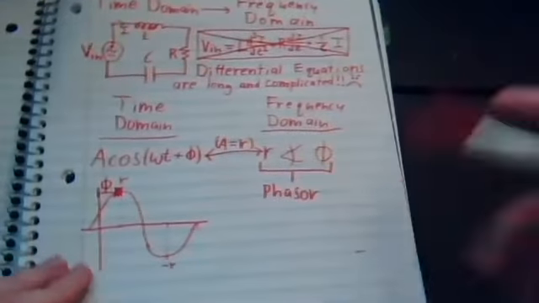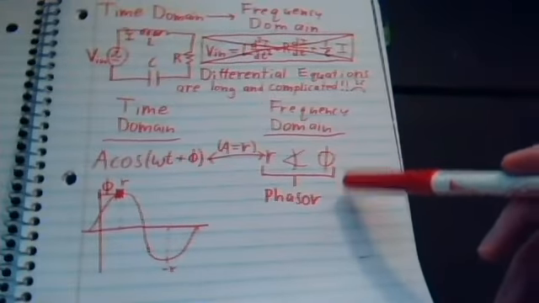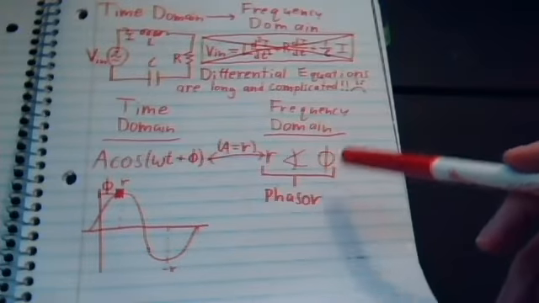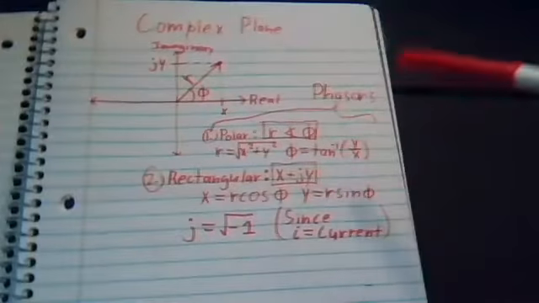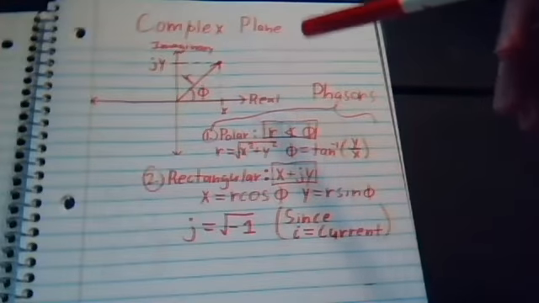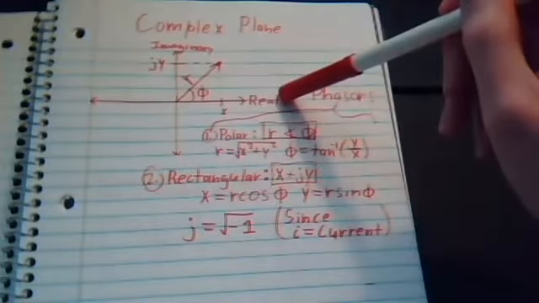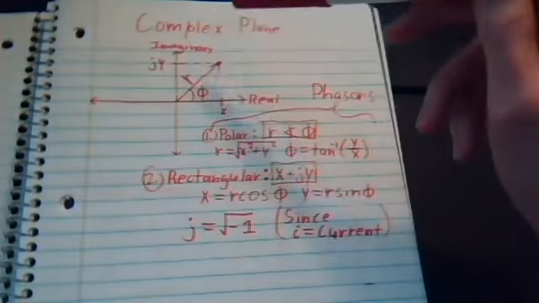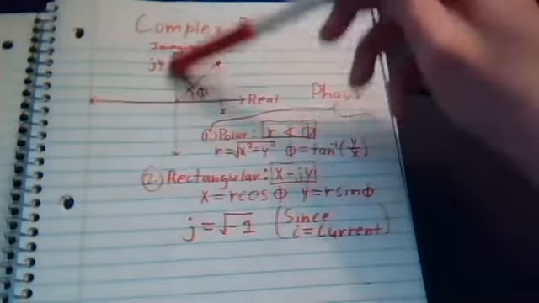And so that's how we can pull it into a phasor, but we actually want to know a little bit more about phasors rather than just that. We should talk about the complex plane if we're going to talk about phasors. So the complex plane is a plane that plots the real and imaginary axes against each other. So the real is the horizontal and the imaginary is the vertical.